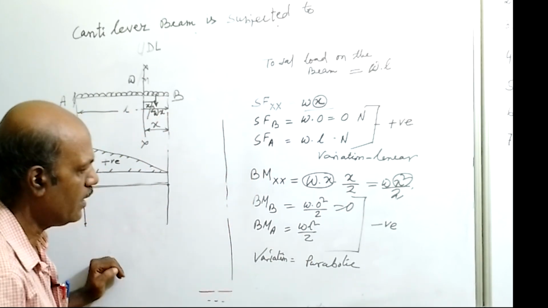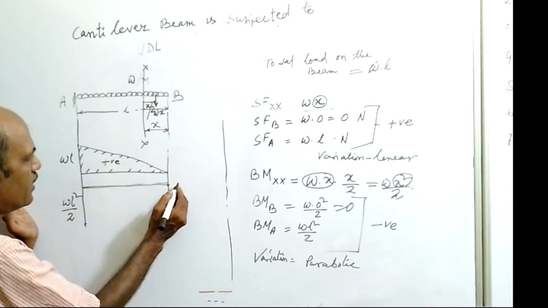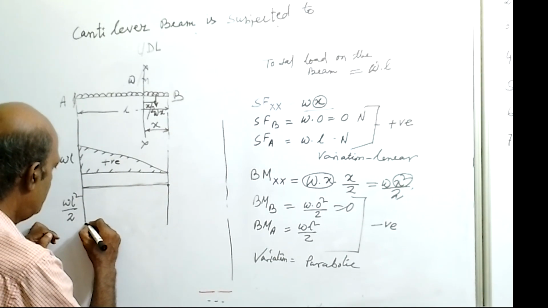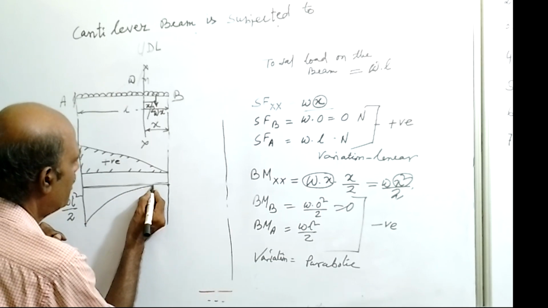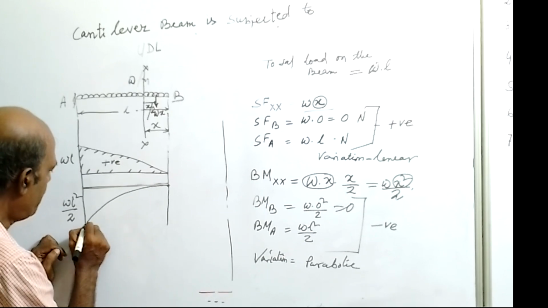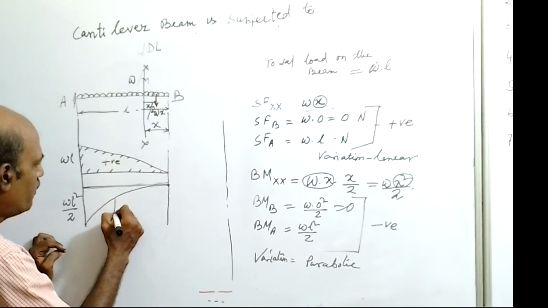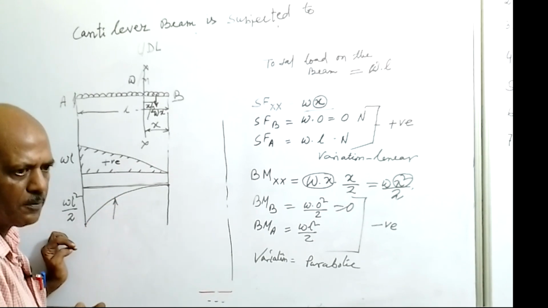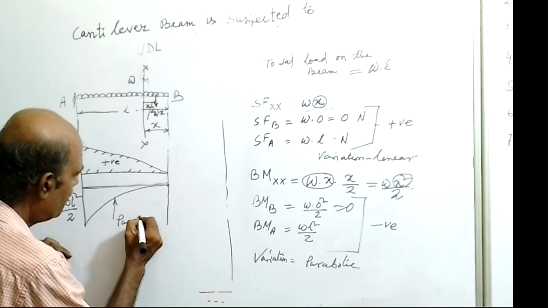Now with this information we will draw the bending moment diagram. So first you draw the baseline and then draw a parabolic curve from point A to B, where at point B it will be 0 and at point A it will be WL square by 2. So this curve is parabolic. As we are drawing by freehand, we will write here parabolic.